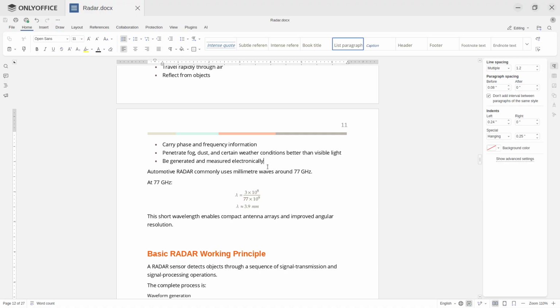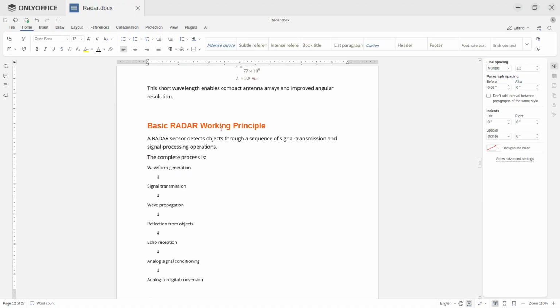Automotive radar commonly uses millimeter waves around 77 GHz. At 77 GHz, λ = 3 × 10^8 / (77 × 10^9) ≈ 3.9 mm. This short wavelength enables compact antenna arrays and improved angular resolution.